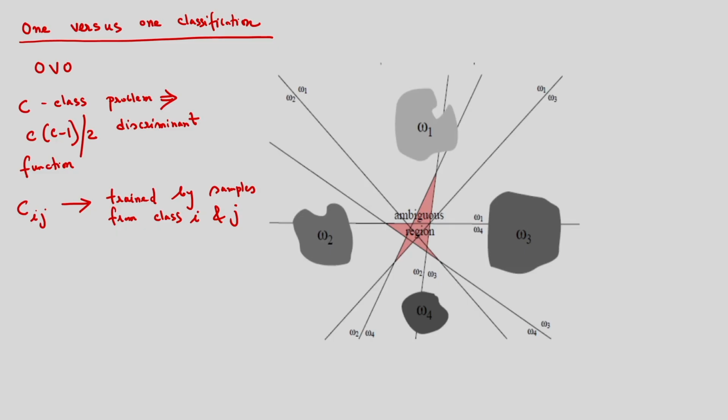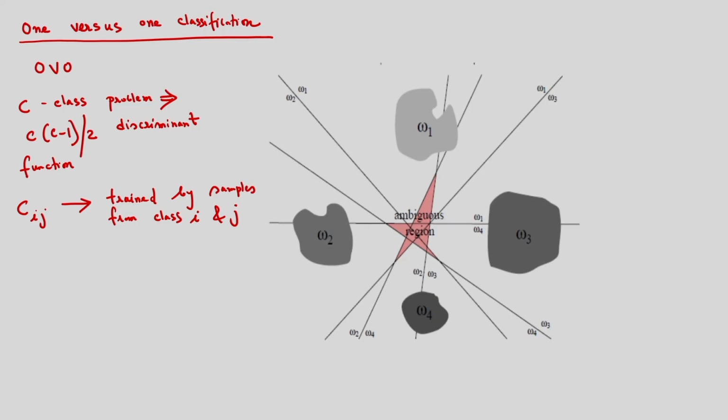Whenever the decision function value for a particular test sample is positive from the discriminant function Cij, the vote for class i is incremented by 1. Otherwise, the vote for the class j is increased by 1. The sample is assigned to the class with the maximum number of votes. So this is the procedure.